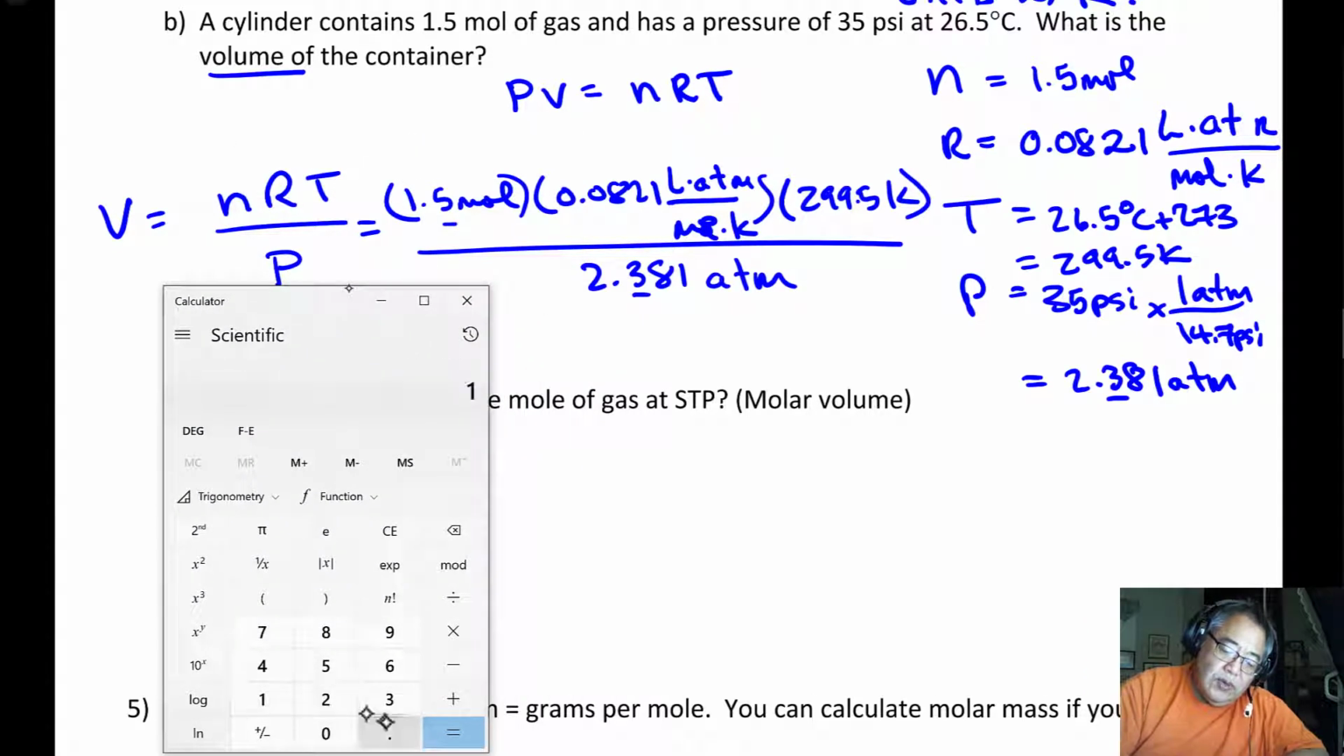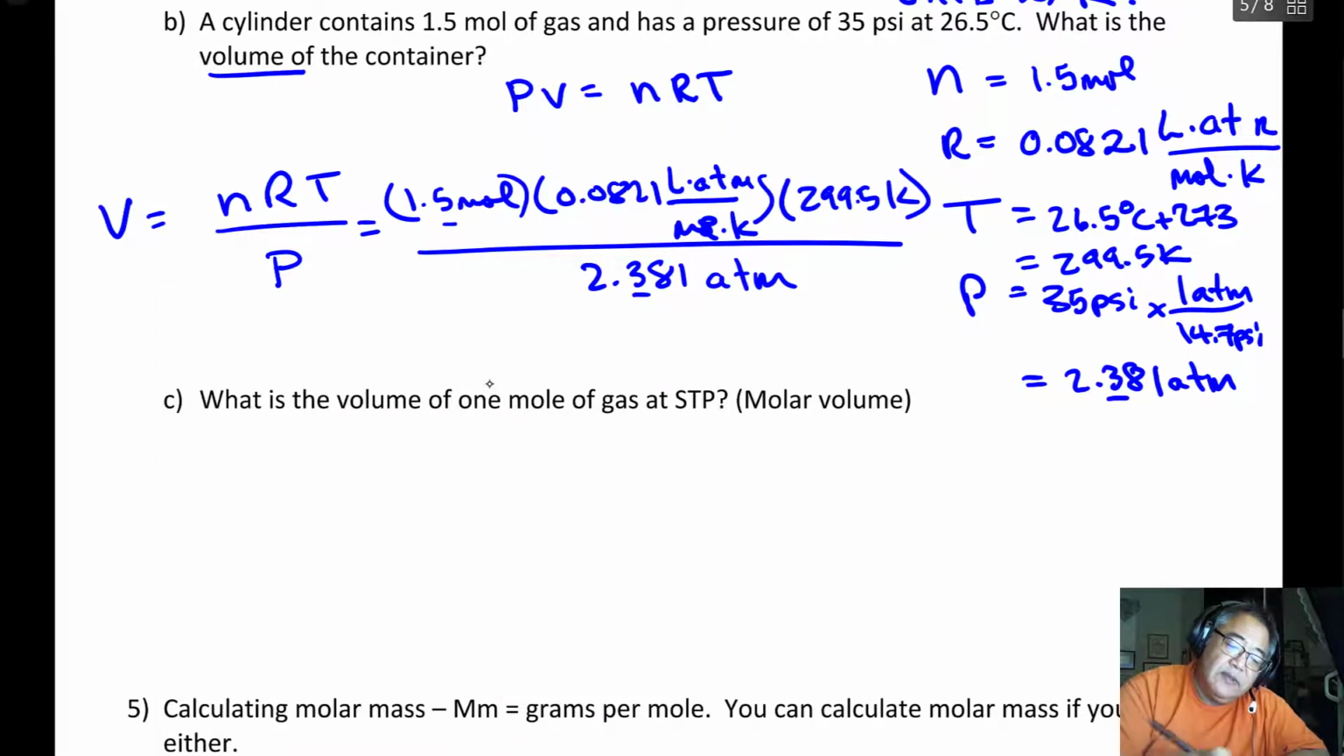So I go 1.5 times 0.0821 times 299.5 and then divided by 2.381. Make sure I got all the numbers in there, right? Hit equals, and that becomes 15.49 liters, sorry. With 2 sig figs, so this will come out to be 15 liters, like that.